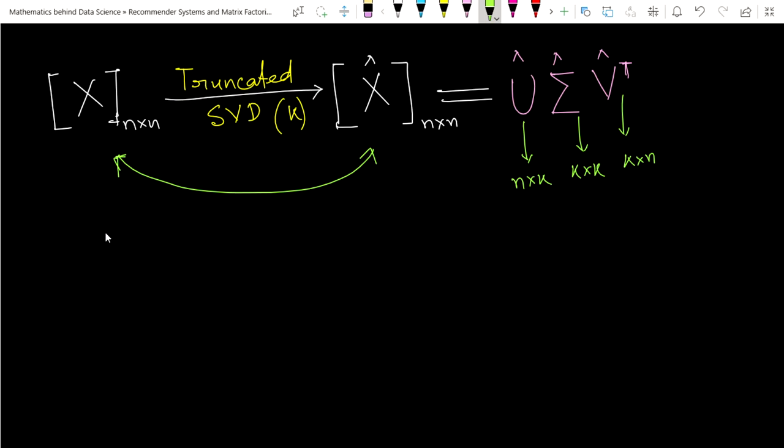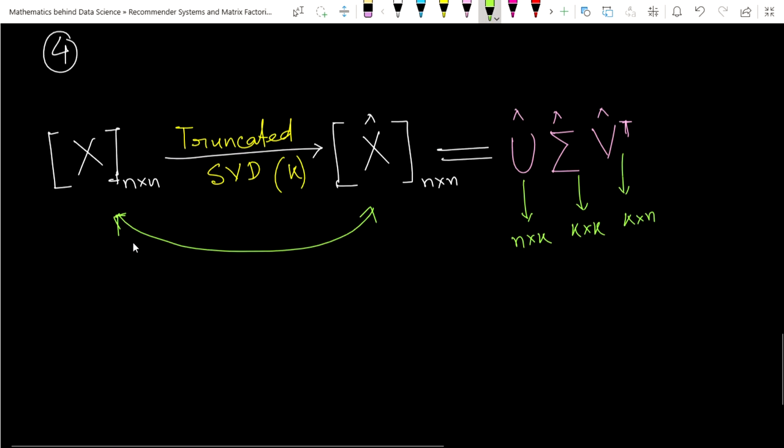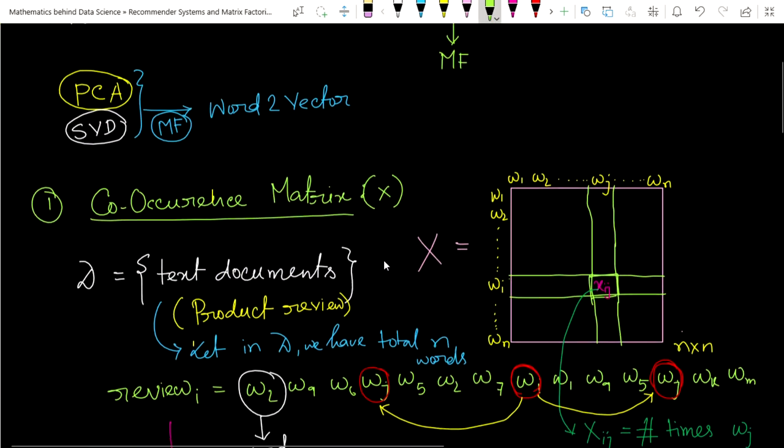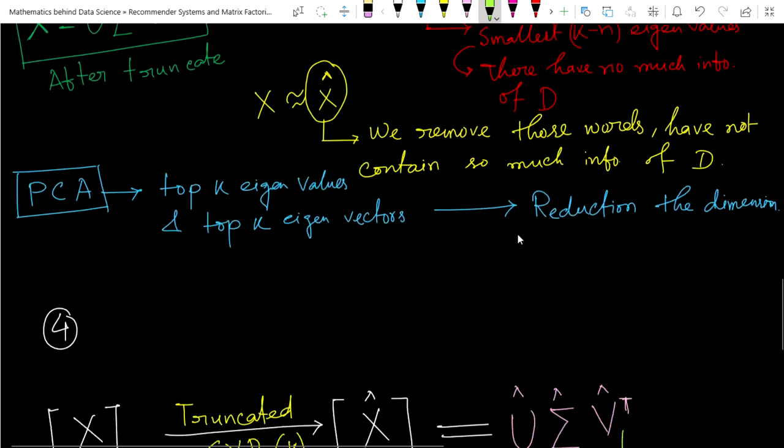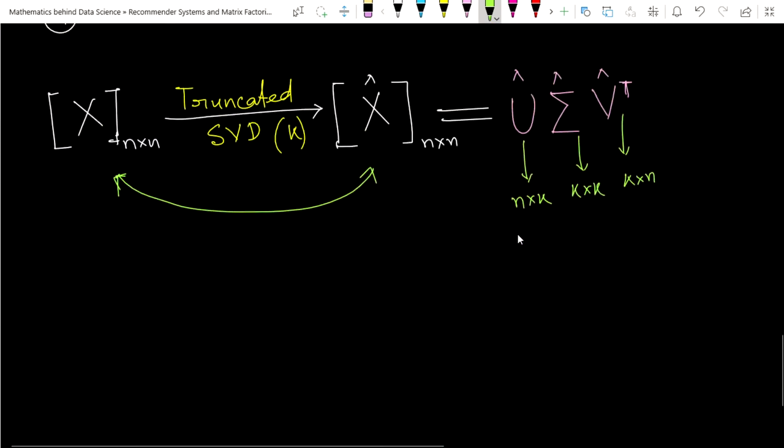So now let's see how to find the vector of a word, how to convert a word to a vector. Here also we can convert to a vector, but the main problem is that the dimension is so large. The size of the dimension for this matrix is so much, so it is impossible. But let's see what advantage we have in this matrix. Let's see how these things actually work.